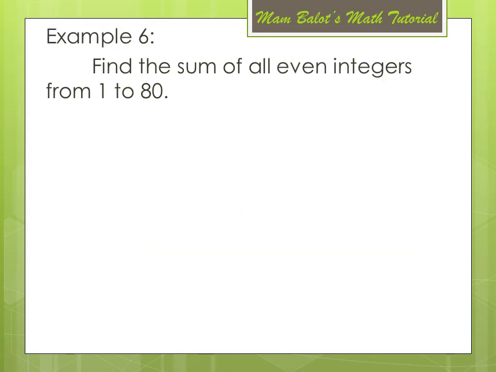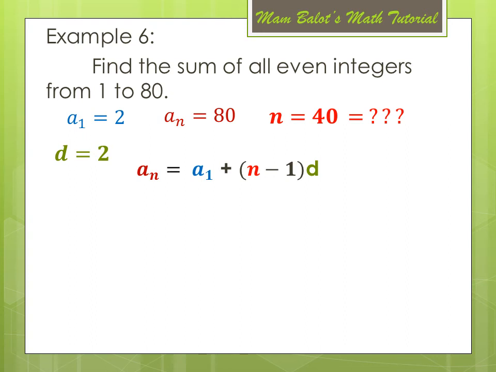Example 6. Find the sum of all even integers from 1 up to 80. We have here the first term, which is equal to 2 because 1 is not an even integer. Then a sub n is equal to 80 because 80 is an even integer. And n is equal to 40 by just dividing 80 by 2 since we are only counting the even integers. But if you are not sure in finding the value of n, you can always use the formula of the nth term of the arithmetic sequence, using a value of d which is equal to 2 since all even integers have a common difference of 2.